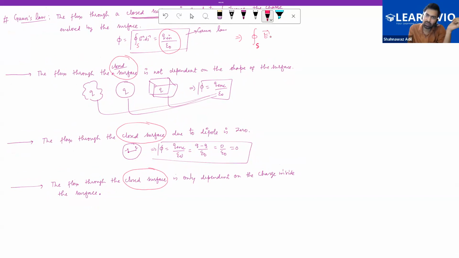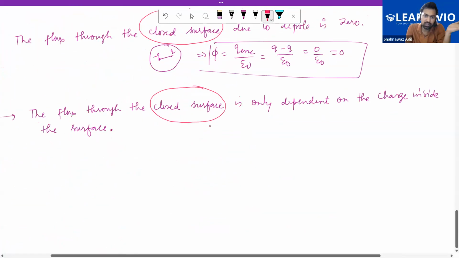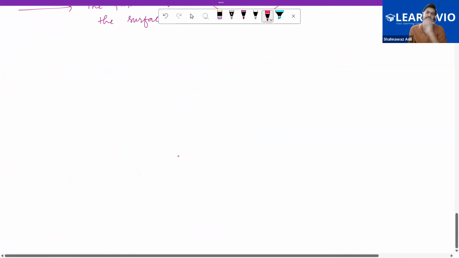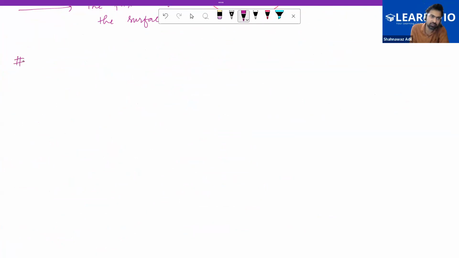You can simply remove this thing or you can write this thing. Both are correct. You can either write this or with this S. So now let us use this to calculate the flux through some surfaces, and then we'll understand the application of this.